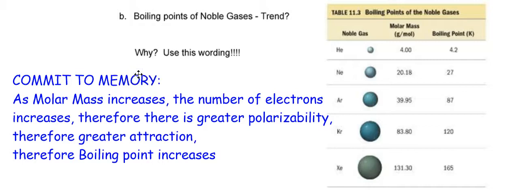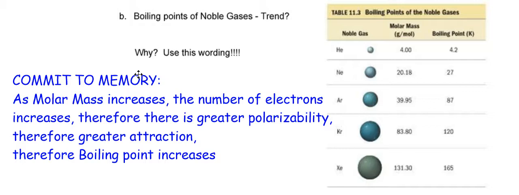Commit to memory. It says, as molar mass increases, the number of electrons increases. Doesn't that make sense to you? Because what's happening to the atomic number? It's going up as well. So the greater the molar mass, the more electrons you have, the more protons you have too.